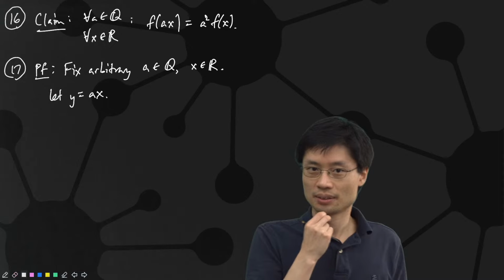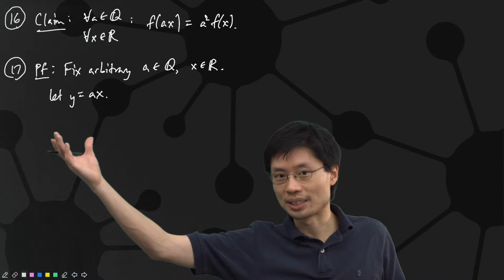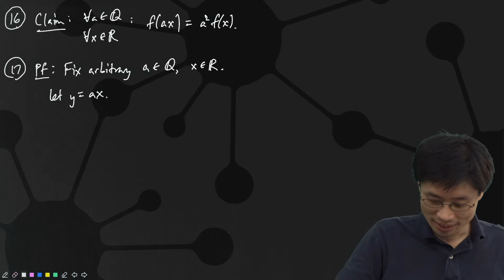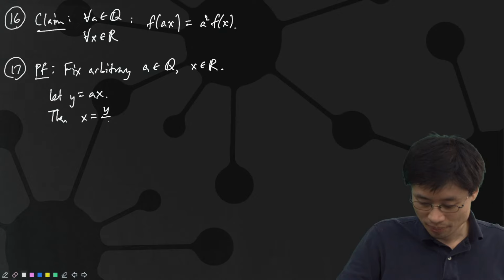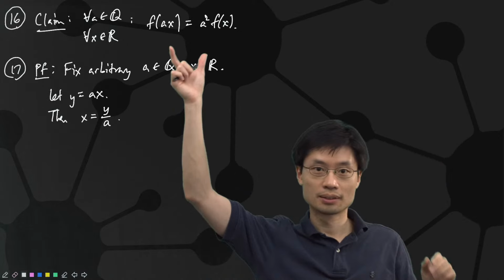Then x equals y over a. Okay, so definitely you can always let y equals ax. You can define anything you want, right? But then let's see how to use it. Then you said x is equal to y over a. So substituting into the equation, we get f of y equals a squared f of y over a.